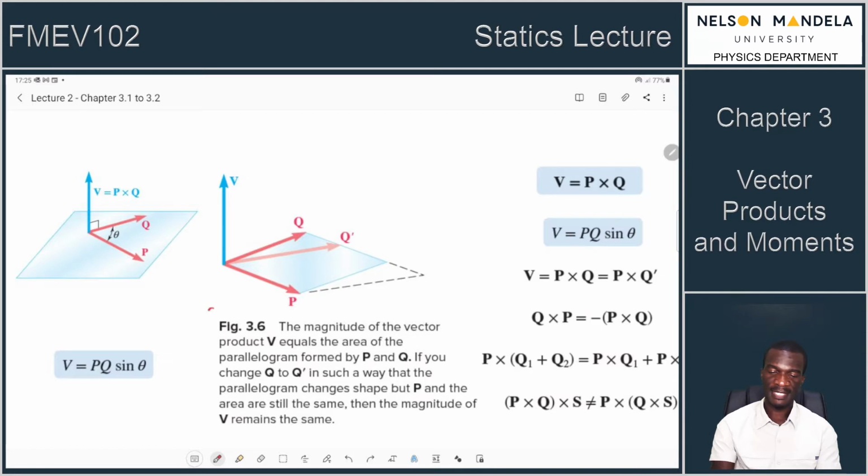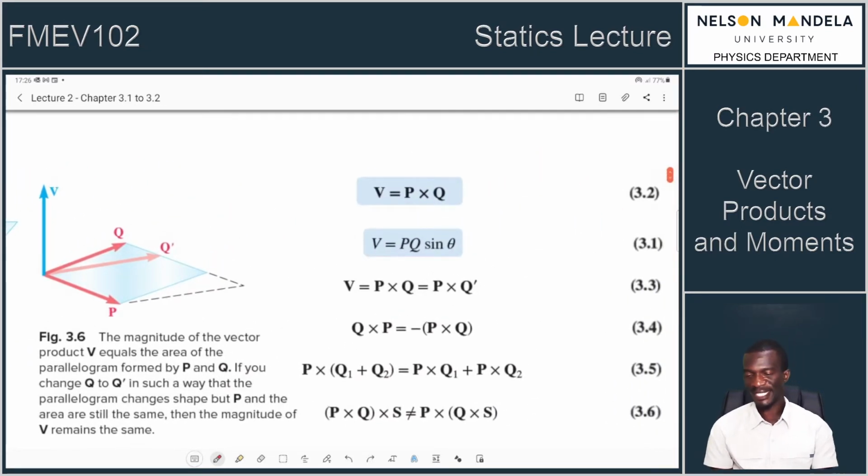One other property that is described in figure 3.6 on vector products is that it doesn't matter where this Q is. As long as it is in this plane, it will form a new parallelogram whose area is the same as the previous one. And because of that, we will be able to come up with the same cross product. This is why the caption says the magnitude of the vector product V is equal to the area of the parallelogram formed by P and Q. If you change Q to Q prime, which is this new vector position, it forms a new parallelogram. So if you put it to Q prime in such a way that the parallelogram changes shape, but the area is still the same, then the magnitude of V remains the same.